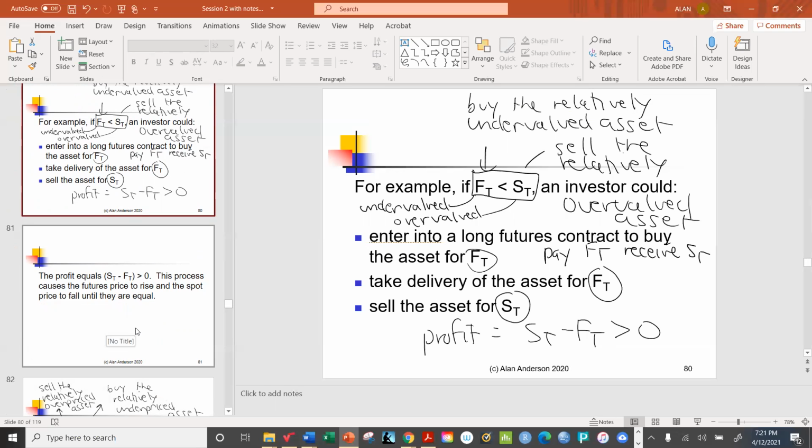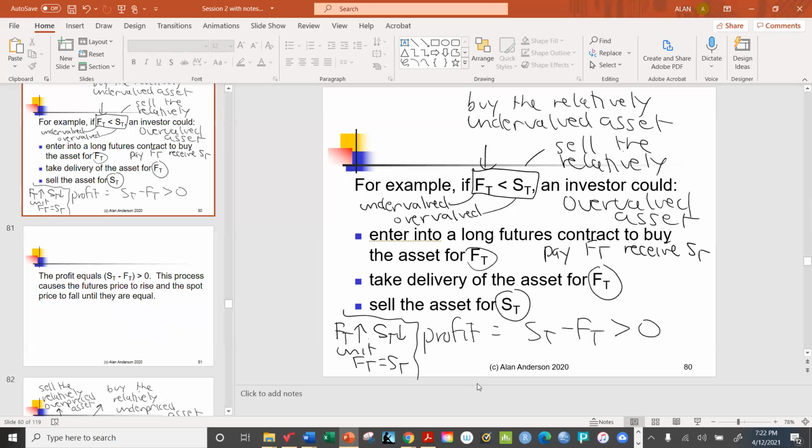By the way, in the process of exploiting this arbitrage, notice something interesting: the forward contract is being purchased, and the asset is being sold. So while this is taking place, F_T is rising and S_T is falling, until they're equal to each other. So the markets will take care of this situation. In fact, it won't take long before they're balanced with each other.